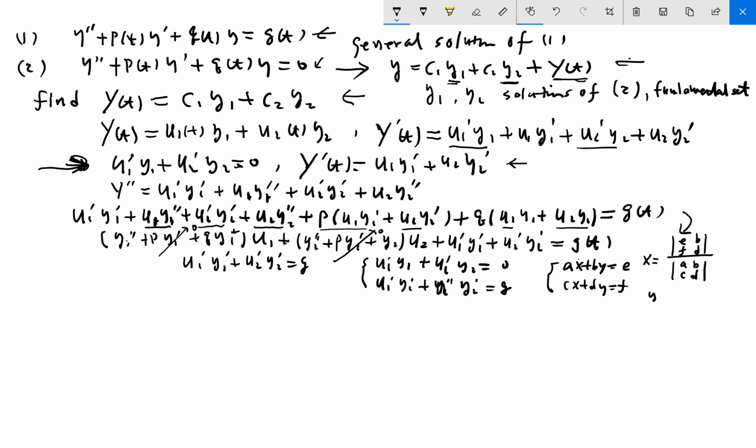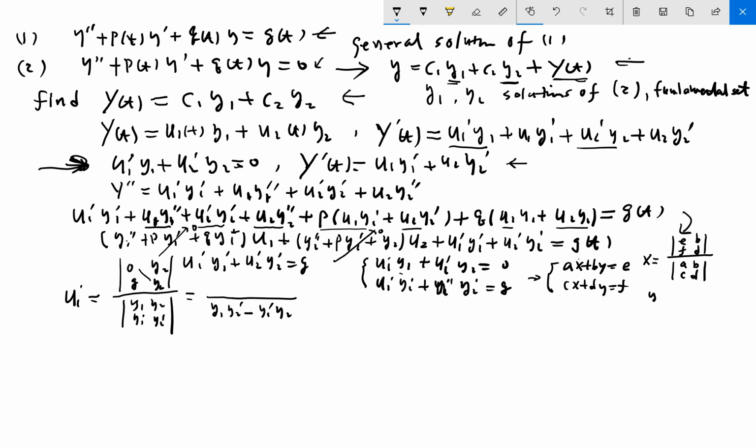So my u1 prime here is like x in this equation. u2 prime is like y there. y1 here is like a there. So by using that formula, we can find u1 prime is equal to the determinant, the coefficient determinant is y1, y2, y1 prime, y2 prime. This is what we call the Wronskian determinant. The right hand side replaces the first column, since we're looking for the first unknown: 0 and g. Keep the second one unchanged.